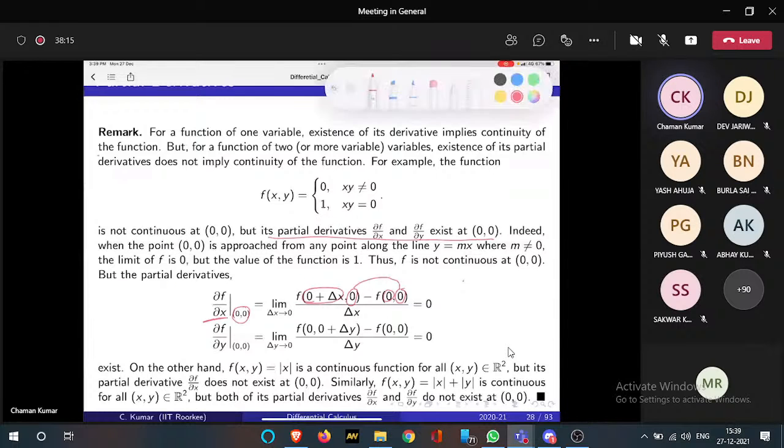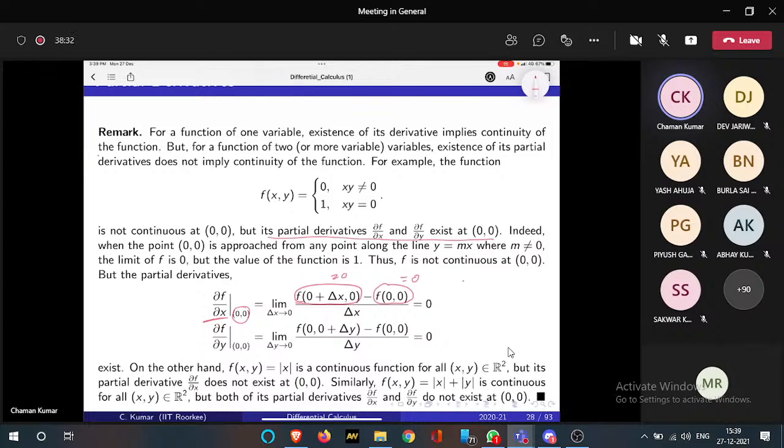Okay, using the definition, at 0, 0 the value of the function is 0, and at this point the value of the function is also 0. So the difference is 0. You take the limit as delta goes to 0, and the limit will be 0. So that means the partial derivative exists.